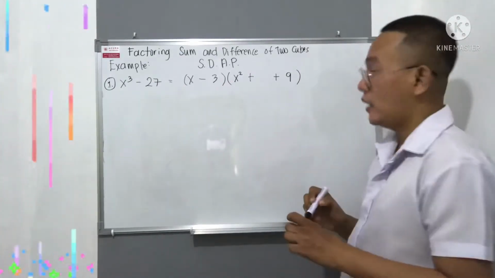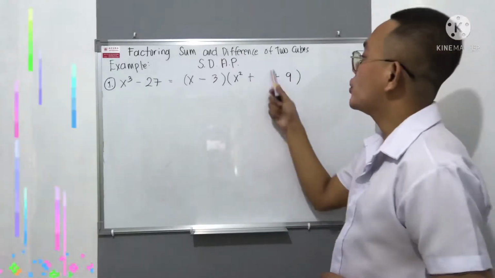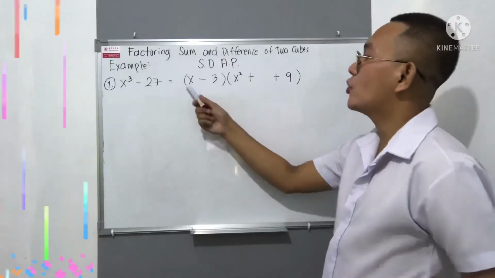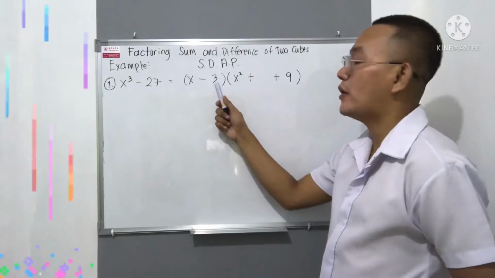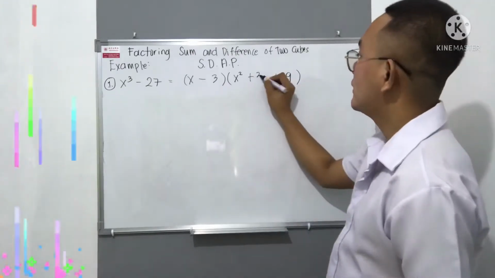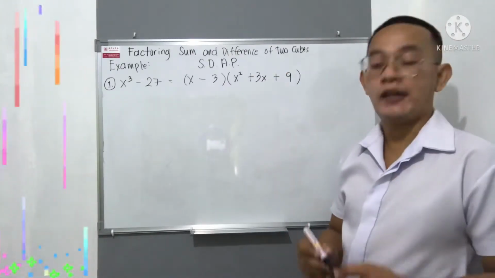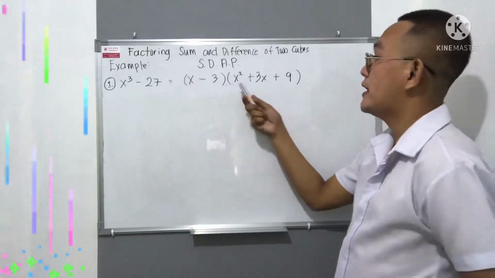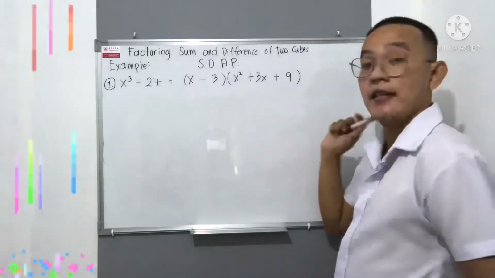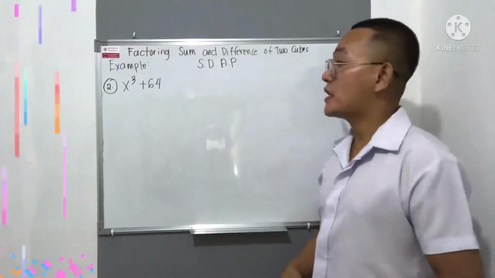Sa other factor. Okay. So, para makuha naman natin yung middle term dito, i-multiply lang natin tong first factor natin. x times 3 or 3 times x equals to 3x. So, yan yung final answer natin. So, we have (x minus 3) times (x squared plus 3x plus 9). Let's have example number 2.